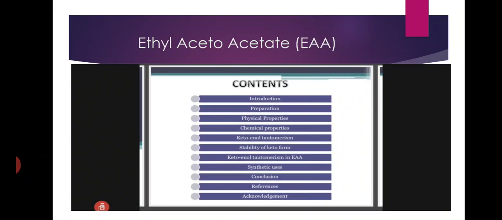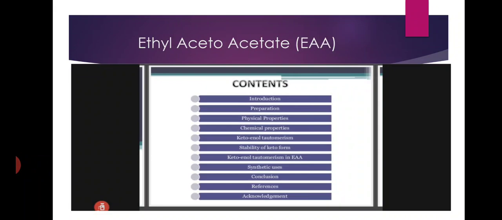Okay, students, today we will discuss ethyl acetoacetate, EAA. In that, we have to discuss the introduction of EAA and preparation of ethyl acetoacetate, physical properties, chemical properties, keto-enol tautomerism, stability of keto form, and keto-enol tautomerism in ethyl acetoacetate, synthetic uses, etc.